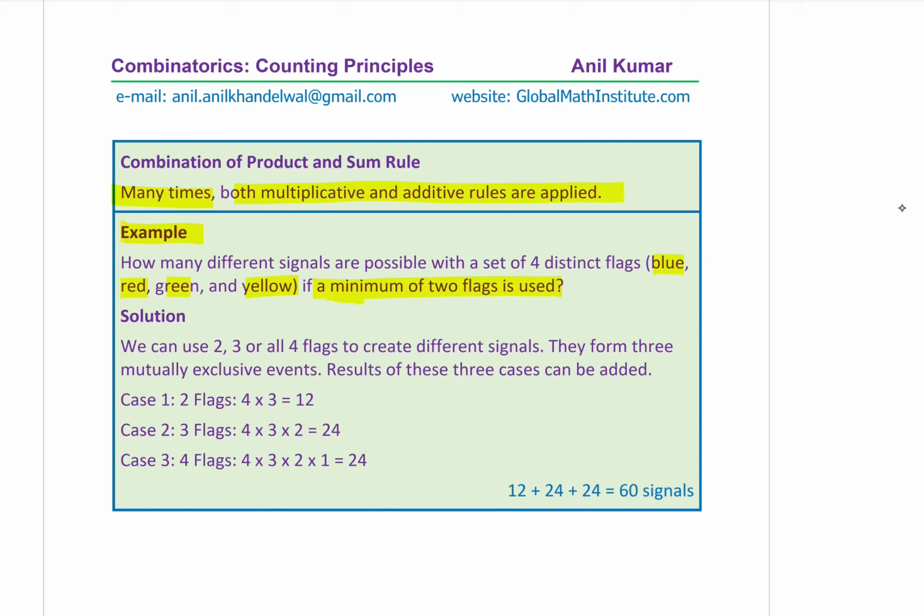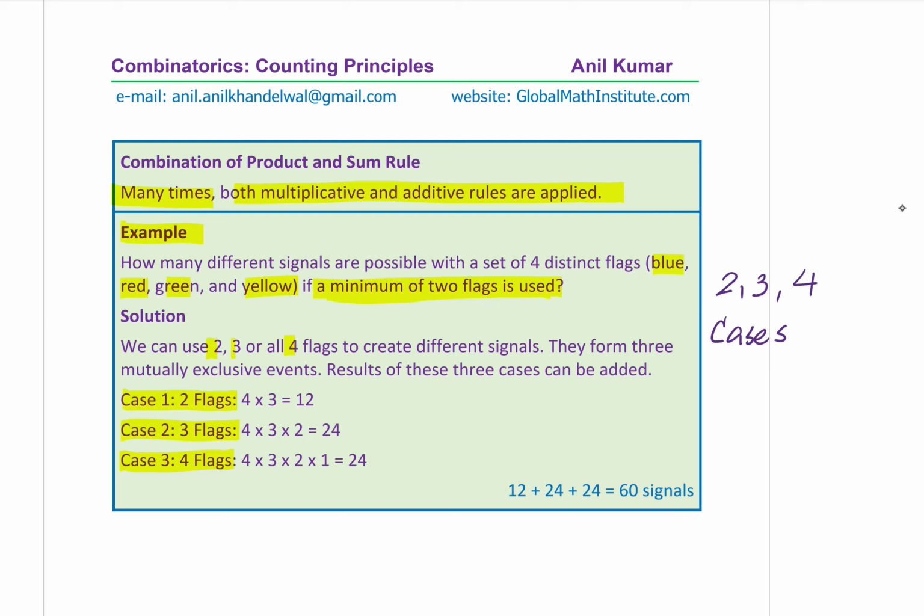Now, when we say minimum of 2 flags is used, that means that you could use 2 flags, you could use 3, or all 4, right? So these are the 3 cases. So we call them cases. So we have to work them separately. So we have accordingly defined our cases. Case 1 using 2 flags, case 2 when 3 flags are used, and case 3 when 4 flags are used, right? So we can use 2, 3, or 4 flags to create different signals. Their combinations will give different meanings, right? They form 3 mutually exclusive events. Results of these 3 cases can be added. You understand? So if you are using 2, you are not using 3 flags, right? So they are mutually exclusive.